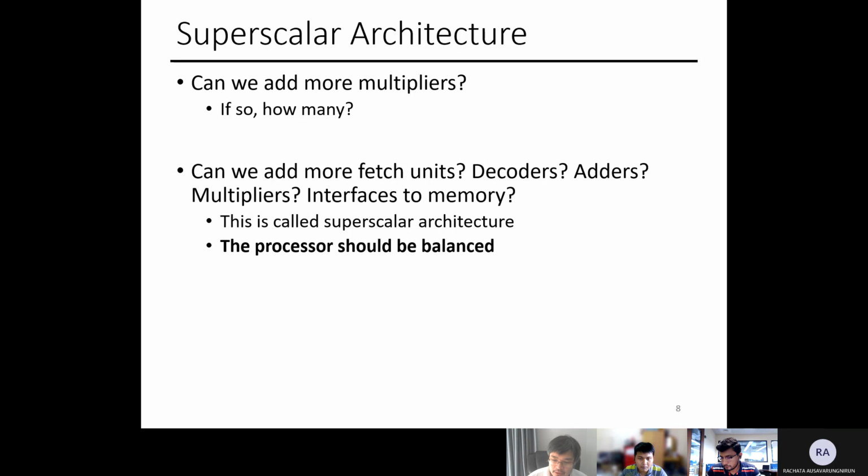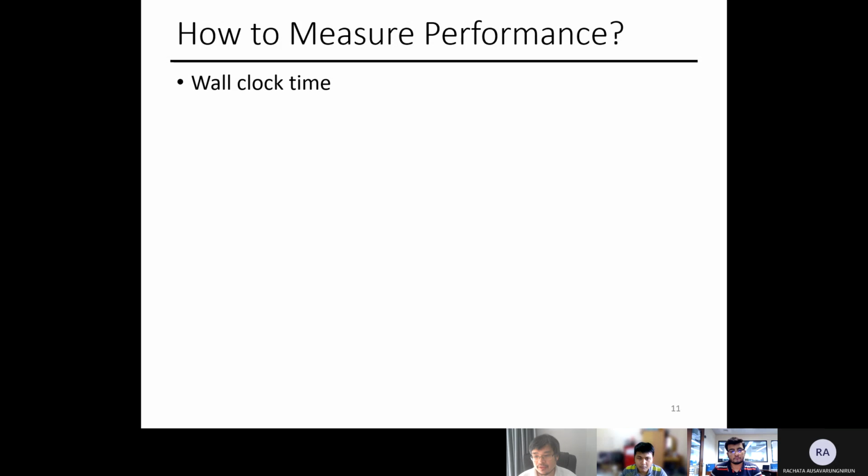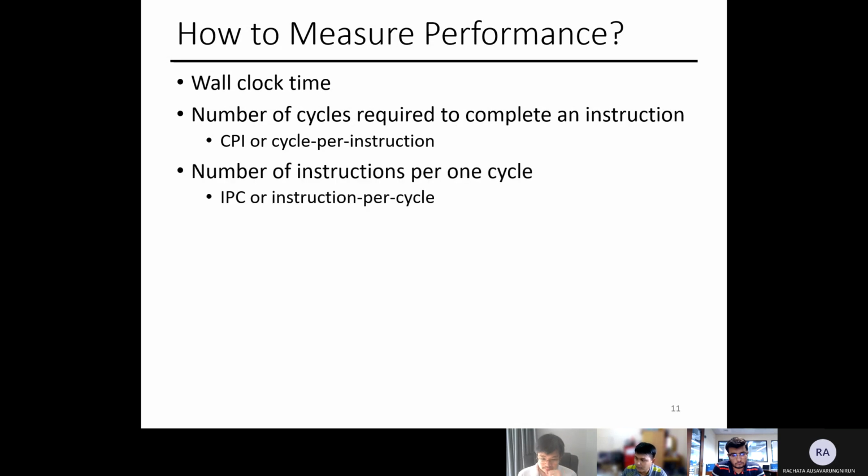We also talked about data dependency, right? I'm going to skim over these slides a little bit because while these are important for Lab 2, we covered this last week. And for OPAT, we covered this last year. So at the end of the day, you can measure performance using either wall clock time, the number of cycles required to complete an instruction, or another metric, instructions per cycle, right? How many instructions you can finish in one cycle, or how many cycles it takes to finish one instruction?